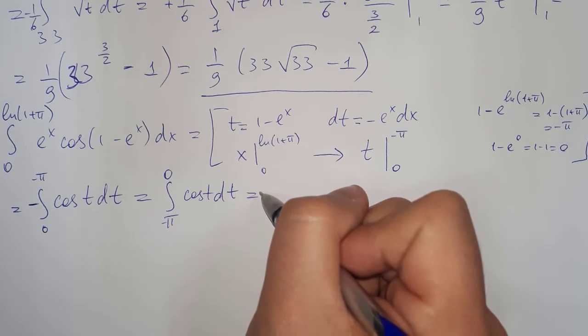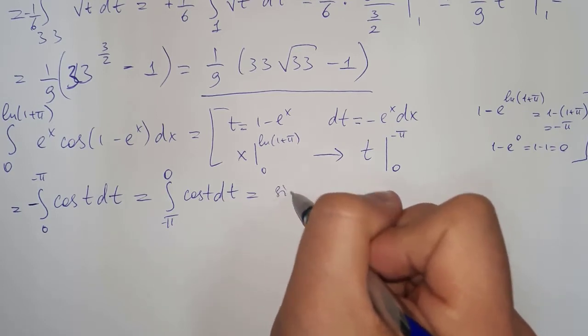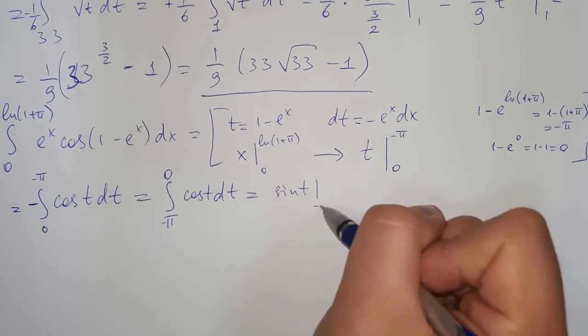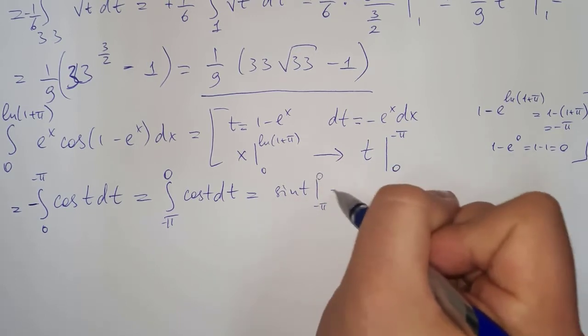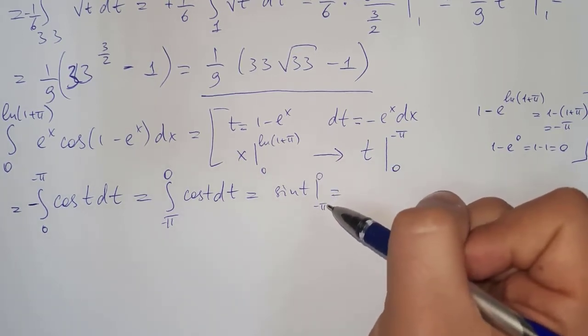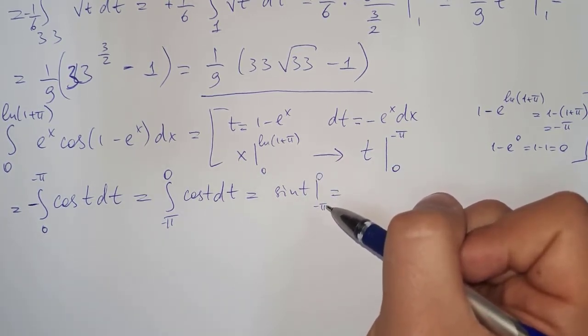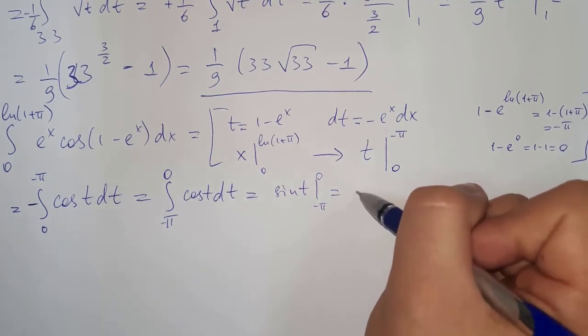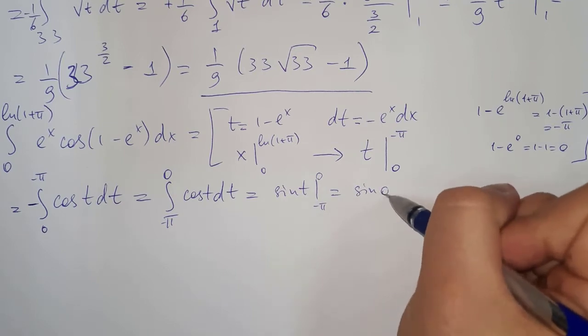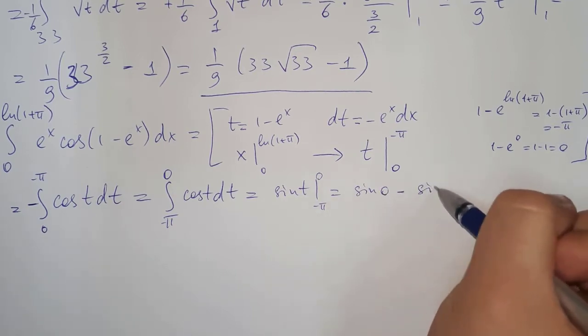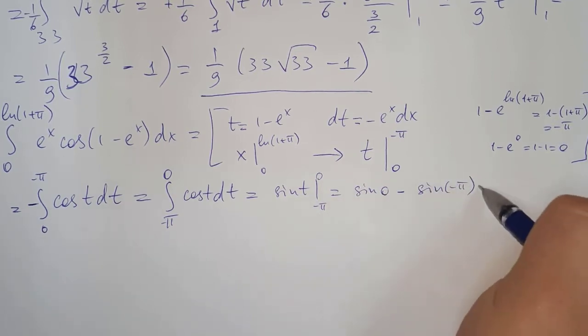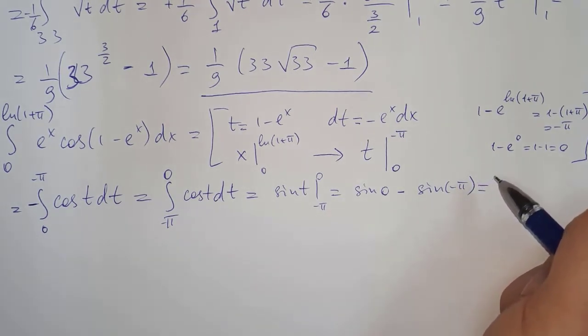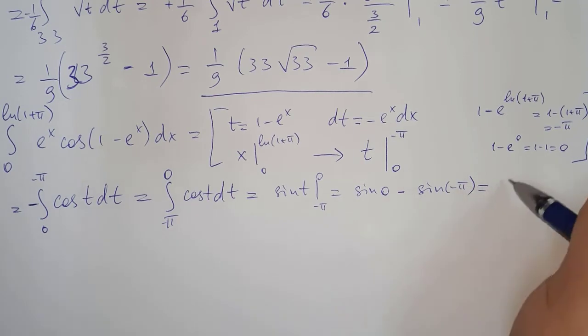So it will be now sine t from minus pi to 0. It will be sine 0 minus sine of minus pi. So sine of minus pi is also 0. It is just 0.